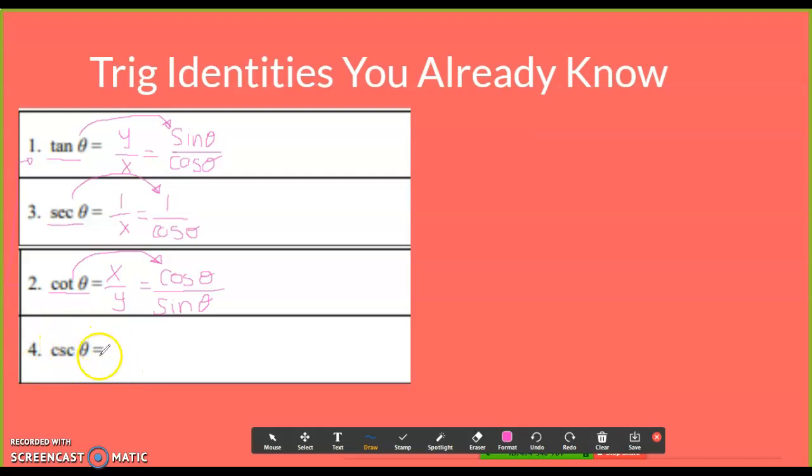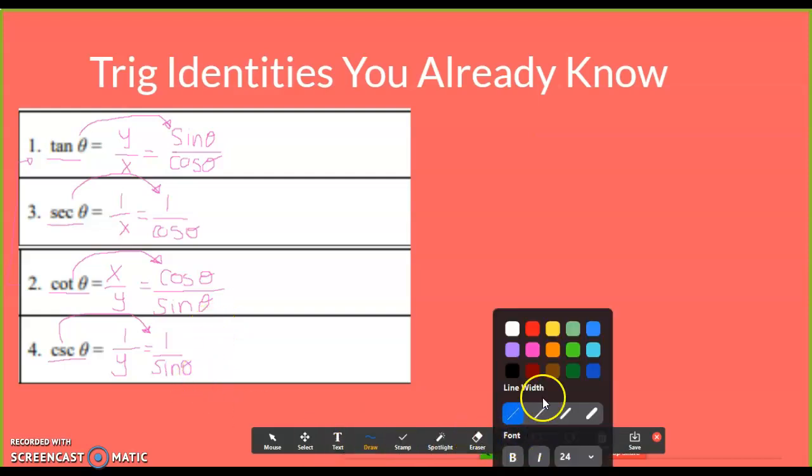All right, lastly, cosecant of theta. We have known cosecant to be the reciprocal of sine. So cosecant was 1 divided by y, or the reciprocal of sine, which means that cosecant is 1 divided by the sine of theta. Y is just the sine of theta. So for henceforth and forevermore, we're going to remember cosecant of theta as 1 divided by the sine of theta.